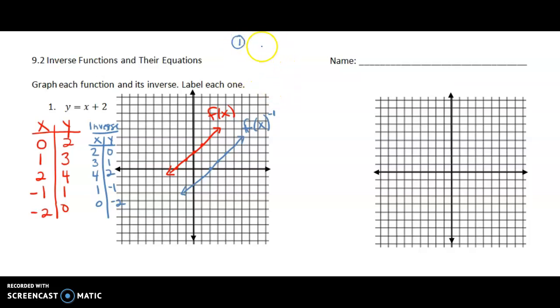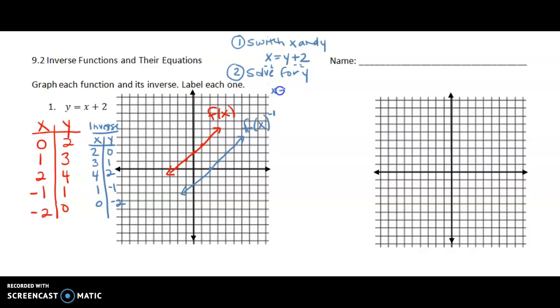Step 1, just like when we did with our table, you're going to switch x and y in your original equation. So instead of being y equals x plus 2, it's going to be x equals y plus 2. And then step 2, get y by itself again, solve for y. So how do I do that? I'm going to subtract 2 from both sides.